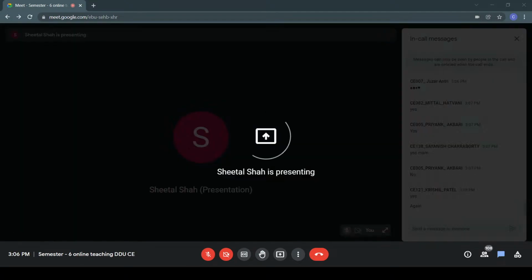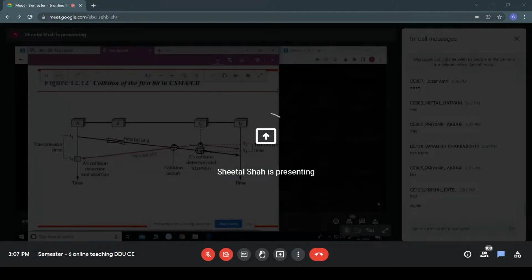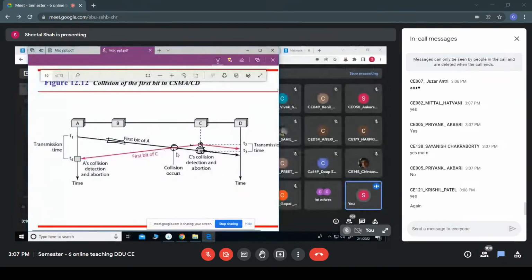In case the entire frame has been transmitted by A before it senses the collision, what happens? It assumes that the collision is not due to it. It will not come to know that the collision is due to the frame which it has transmitted. It may assume that some other two frames have collided. Are you getting me? Okay.